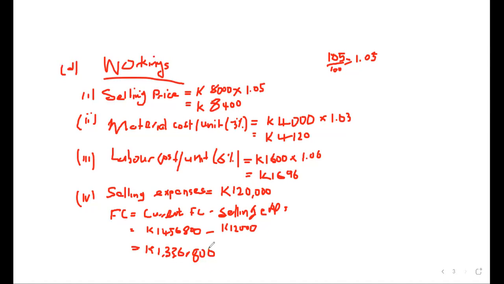Okay. So this is our new fixed cost. Finally, let's do our last adjustment, number 5. Number 5 is on administration expenses. Administration expenses to be cut by 2%.